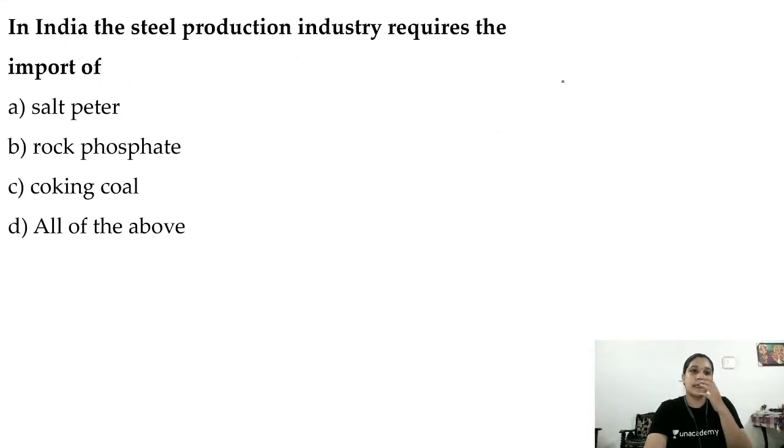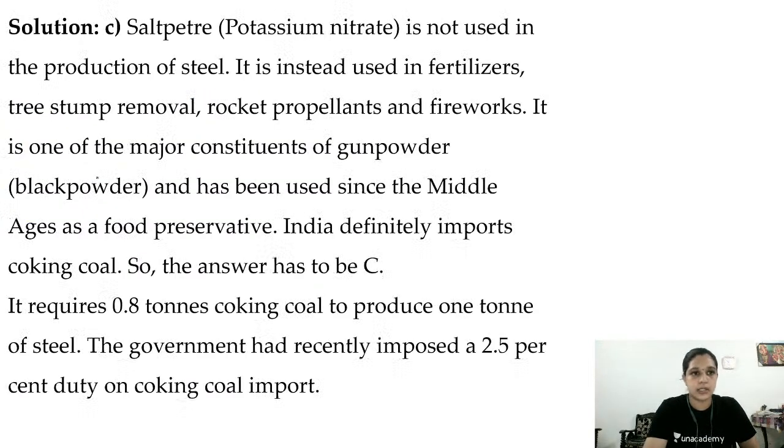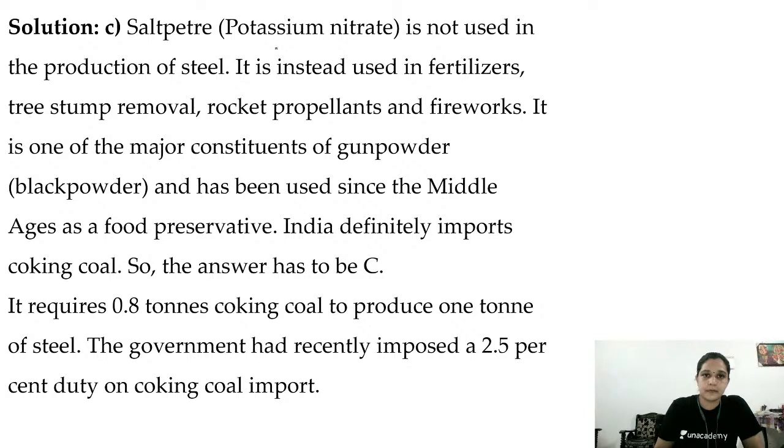Fine? Okay. In India, the steel production industry requires the import of dash. Rock saltpeter, rock phosphate, coking coal, all the above. All the above definitely will not come because saltpeter is used in fertilizers, not in the steel industry. I know very well coking coal is needed for steel. So I am eliminating rock phosphate because I am very sure coking coal is needed for the steel industry. I had a doubt about saltpeter, which many people don't know about. It is potassium nitrate.